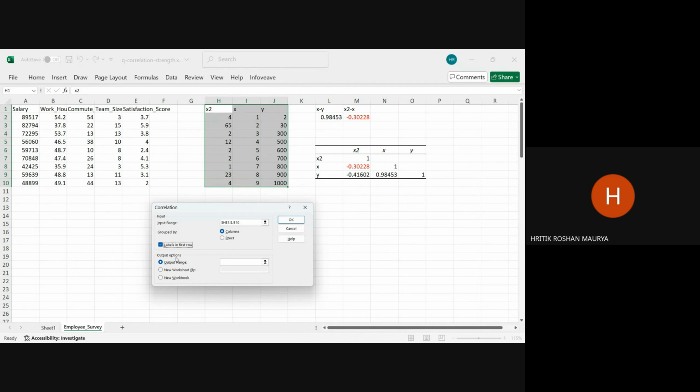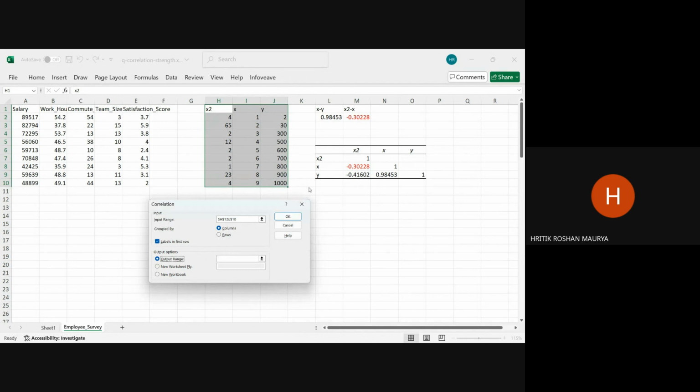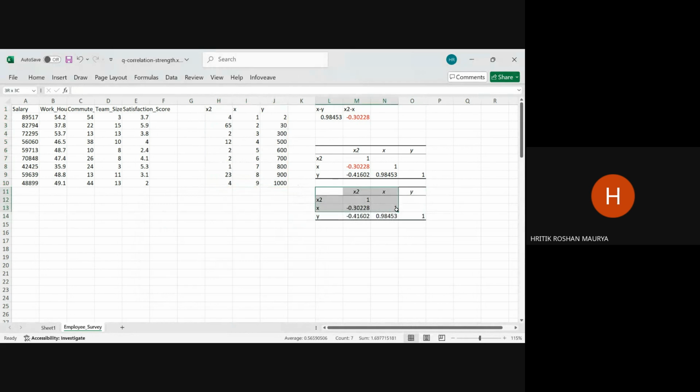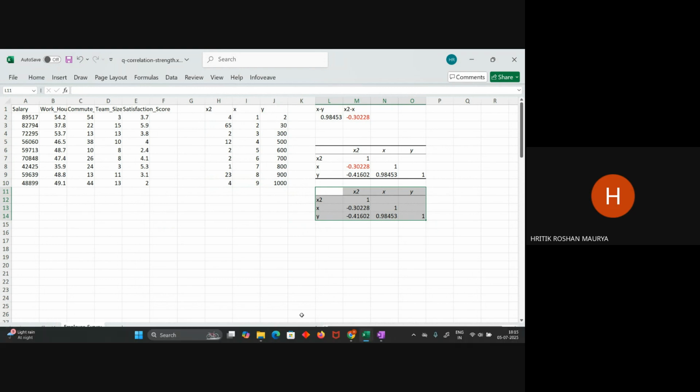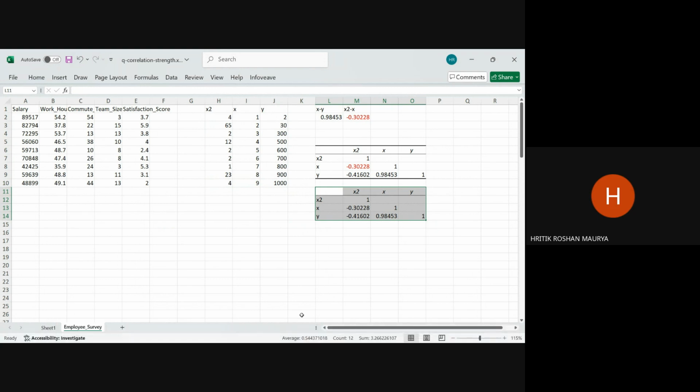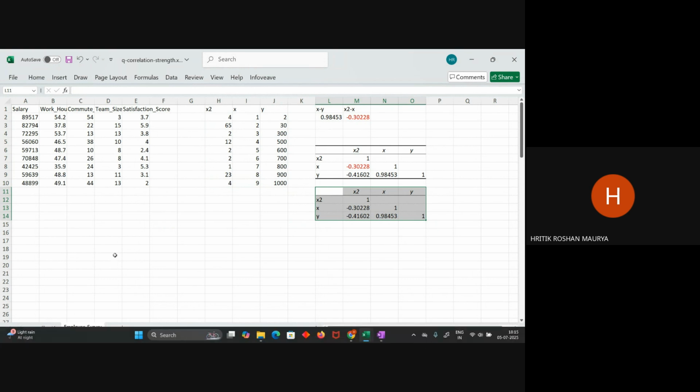Then here you can provide where you want the output. I want the output to be here itself. So I will select this first cell. And then if I click on OK, I am getting the correlation here. Okay, sir. Understood. So this was the correlation thing.